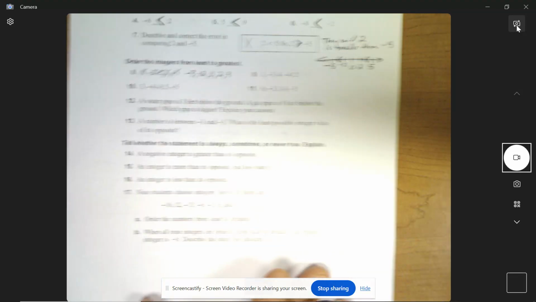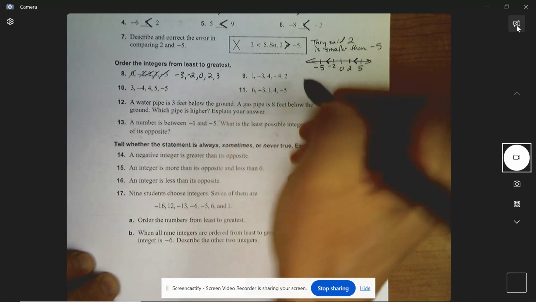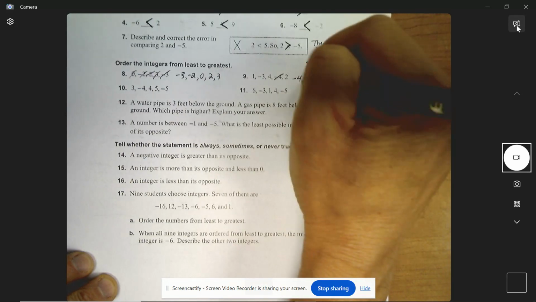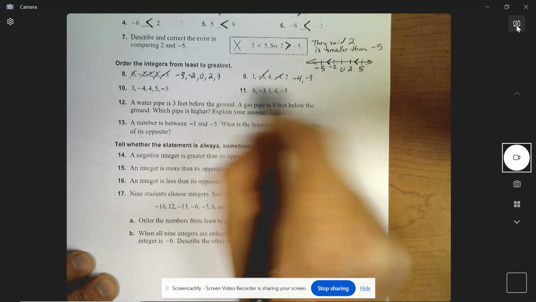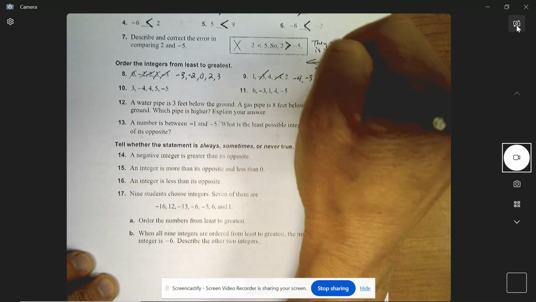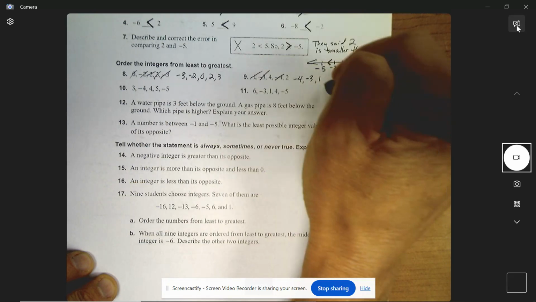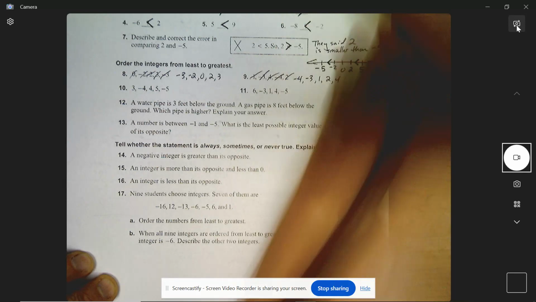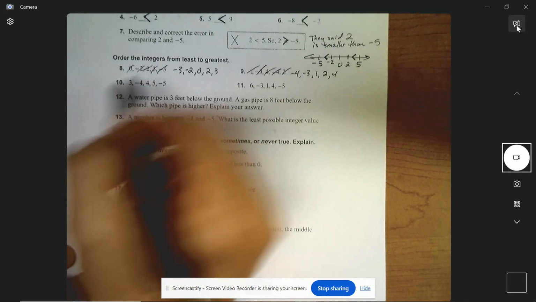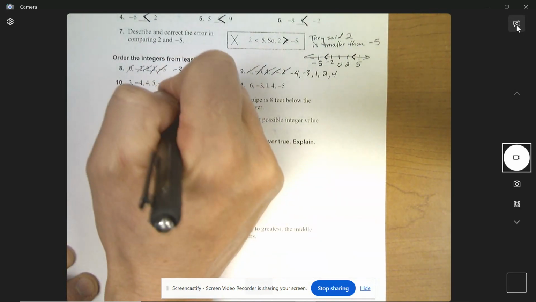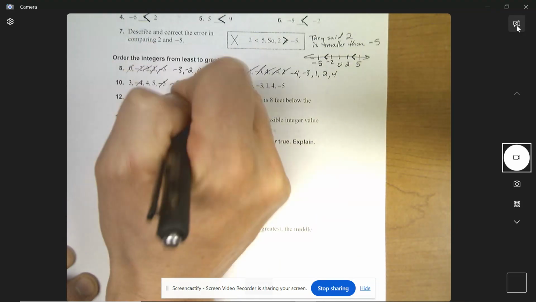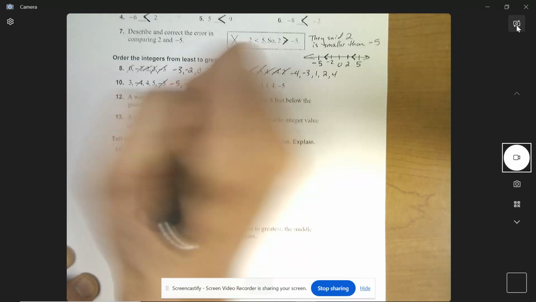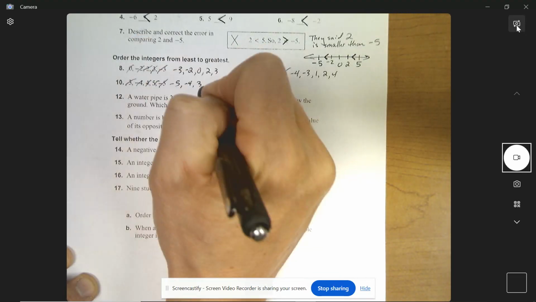Alright. For number 9, the smallest is -4, and then -3. We have a 1, a 2, and a 4. Number 10, -5 is the smallest, and then -4. It looks like 3 is next, and then 4, and then 5.